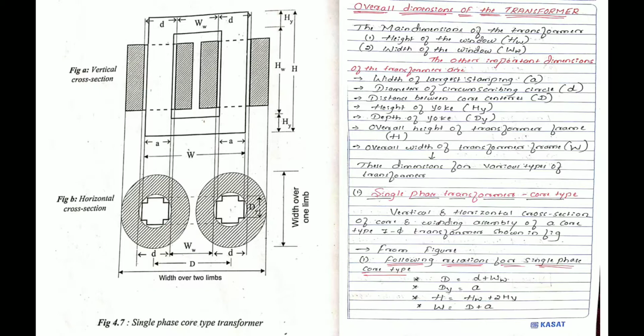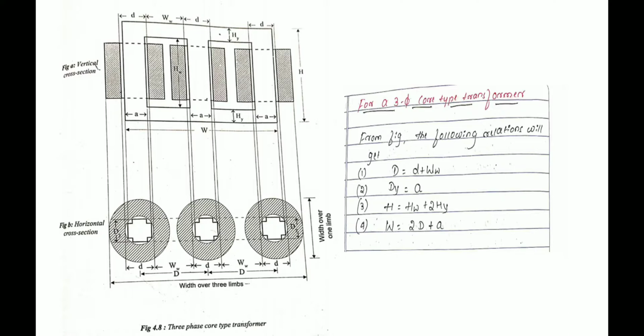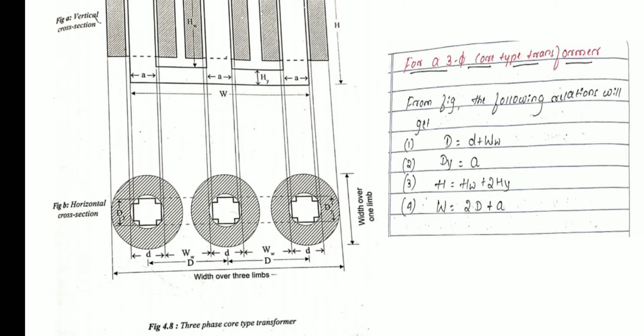Okay, next shall I move on to the three phase core type transformer? In case of a three-phase core type transformer, how many limbs will be there? There are three limbs: the central limb, one limb second, and this is third. Now, what does capital D mean? This capital D is with respect to only one limb I am considering here.